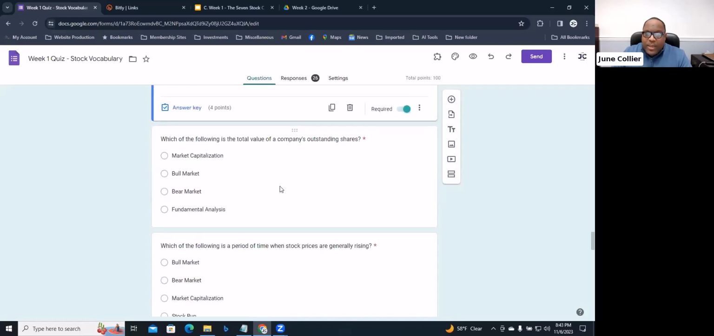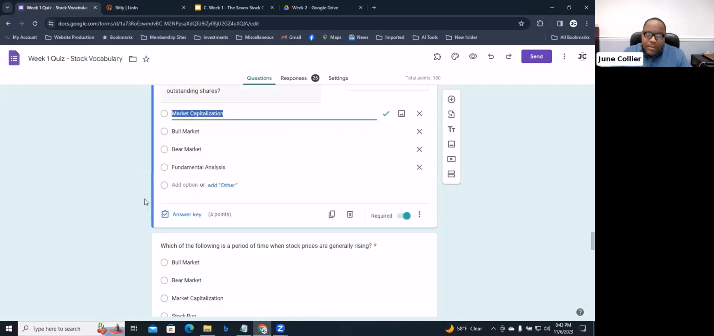Which of the following is the total value of a company's outstanding shares? That is known as market cap or market capitalization, right? That's the total amount. You take whatever the cost per share is, and then you multiply that times the number of shares that that company has, and that will give you that company's market capitalization, all right? So if you had 1,000 shares in your pizza company and they were selling for $100 each, your market capitalization for that pizza company would be $100,000, okay?